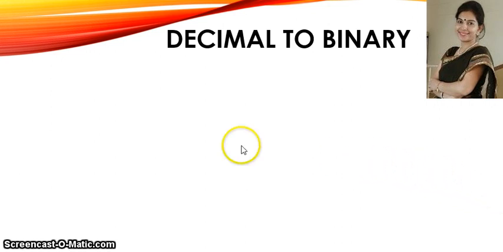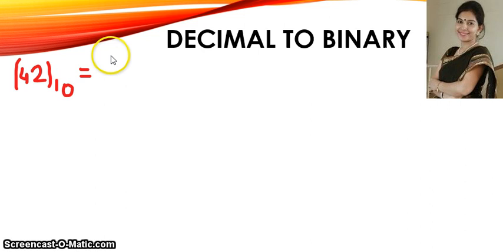converting a decimal number to binary number system. So let us take for example a number 42. In decimal format, we will write a base 10 to it, and we want to convert it into a binary number.